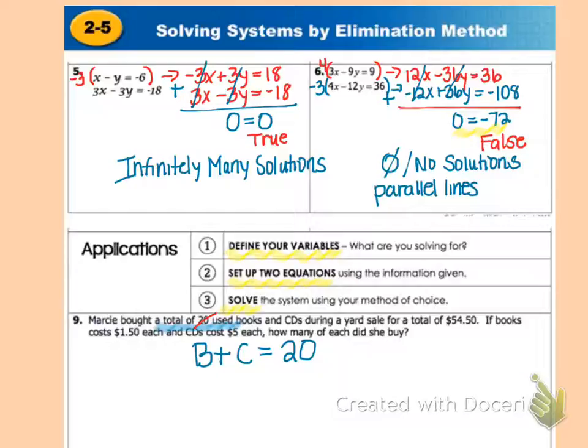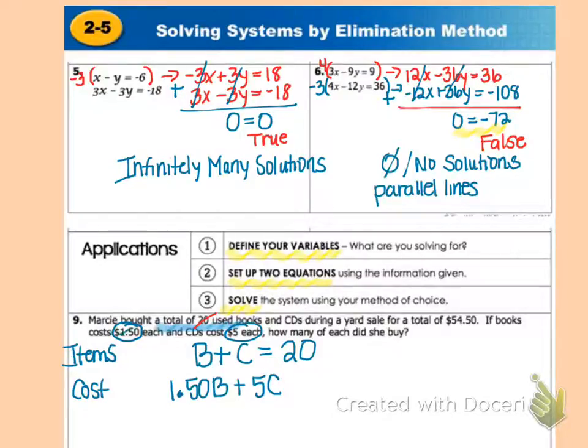So like this first equation described the items bought, the items purchased, the next is going to focus on cost. So it's really good to think about the two relationships that are being described. Now this one's going to relate to the cost. So I know that books cost $1.50 each. So along with this B, I could multiply it by $1.50, and that would show me how much money was spent on books. And then the CDs, well, they cost $5 each. So that would be $5 times C.